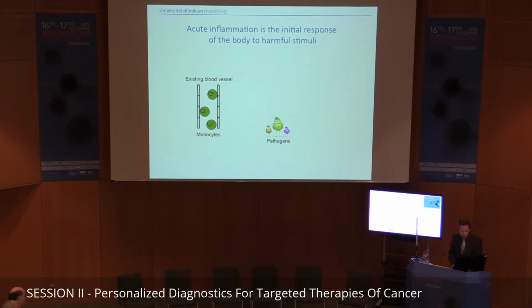Looking at the original purpose of the immune system, acute inflammation is the initial response of the body to harmful stimuli. So pathogens elicit an immune response and lead to extravasation of monocytes that differentiate into macrophages once they enter into the tissue. These macrophages, as part of the innate immune system, also interact with the adaptive immunity, the T cell and B cell immunity, and together with these orchestrate the immune response towards pathogenic stimuli.